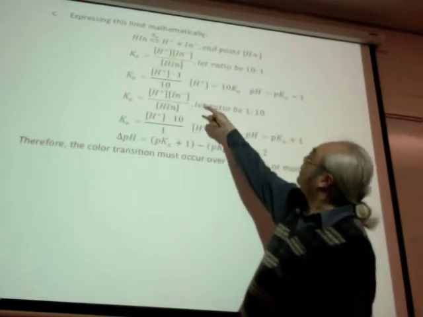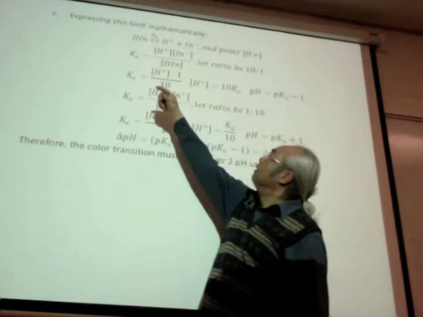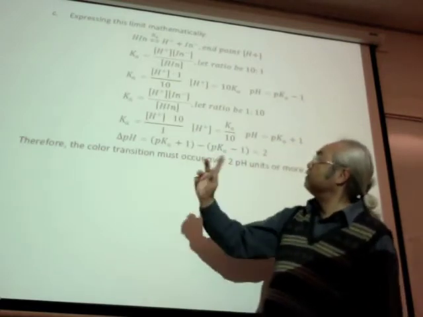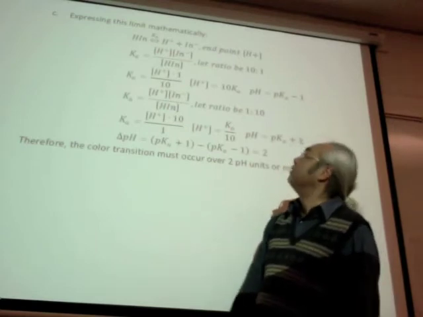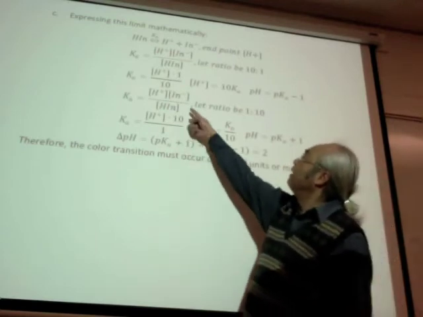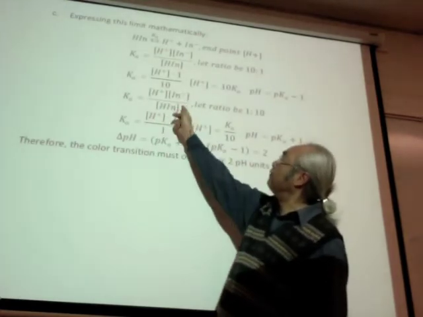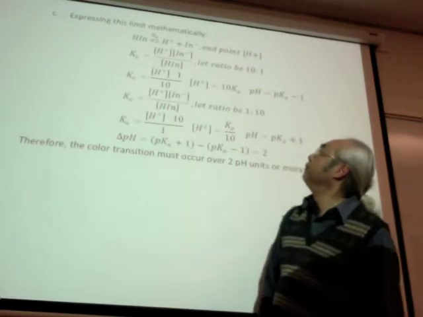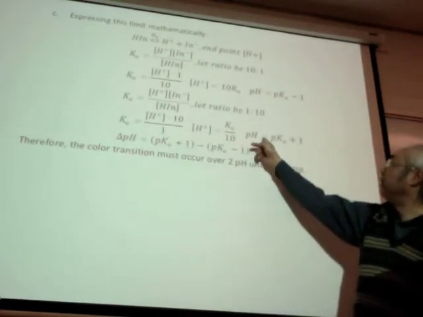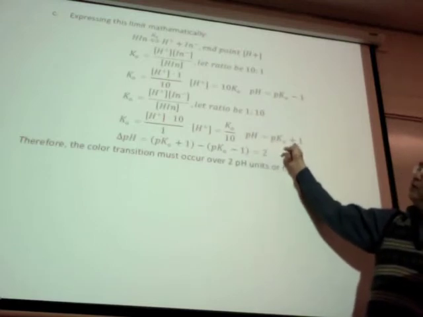Then, let's say that's before the endpoint, just before the endpoint, at the beginning of the endpoint. And then here is the end of the endpoint. For sure, you see this color. Okay, so you have 10 to 1. So the expression for pH will be like this.